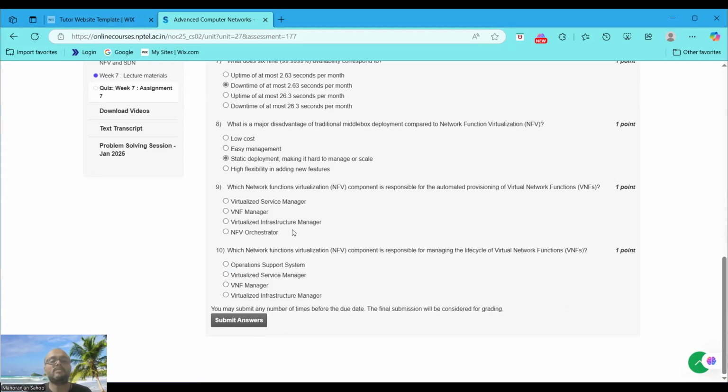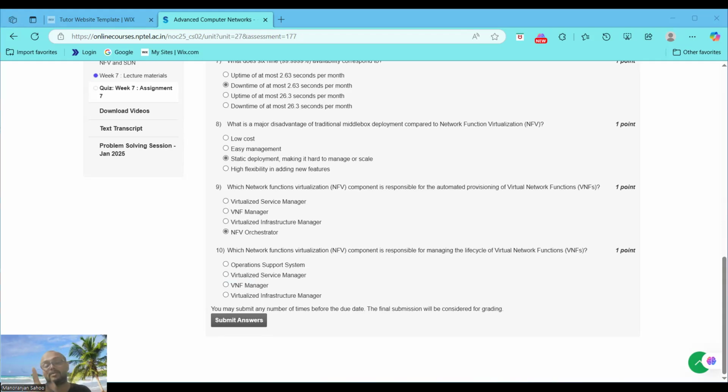Which network function virtualization component is responsible for automated provisioning of virtual network functions? You can see the NFV MANO components, that means NFV architecture. The NFVO automates provisioning and coordinates VNF deployments across the infrastructure.